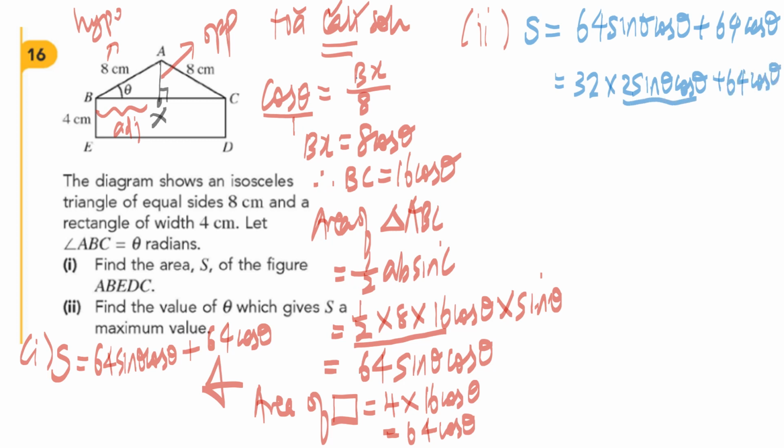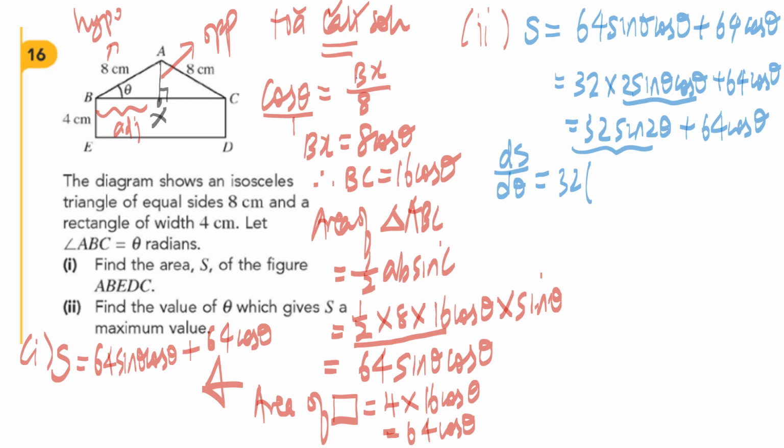2 sine theta cos theta. Do you recall? We learned 2 sine theta cos theta in the double angle in trigo, and 2 sine theta cos theta is sine 2 theta. If you've forgotten that, please revise. So from there, you can get your ds over d theta. We need to differentiate sine 2 theta. Differentiate sine 2 theta, you will get cos 2 theta. Differentiate 2 theta, you get 2. Differentiate cos theta is negative sine theta. So you simplify to get 64 cosine 2 theta minus 64 sine theta.